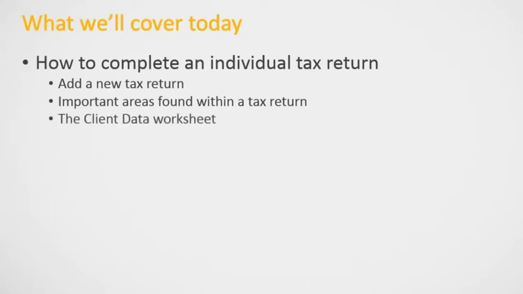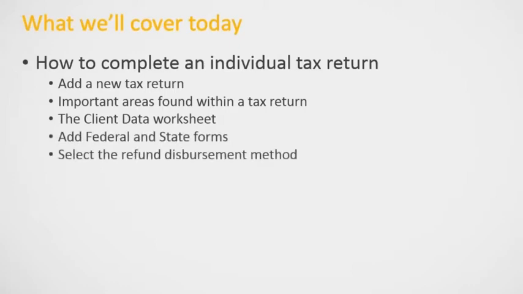After that, we're going to take a look at the client data worksheet, one of the primary forms we'll be working with in CrossLink 1040. We'll add some federal and state forms to the tax return and see how that process works. We'll select the refund disbursement method. In other words, how the taxpayer wants to get their refund. Is it a check from the IRS? Is it a bank product? If so, is it going to be a direct deposit or a regular printed check? We'll take a look at all that.